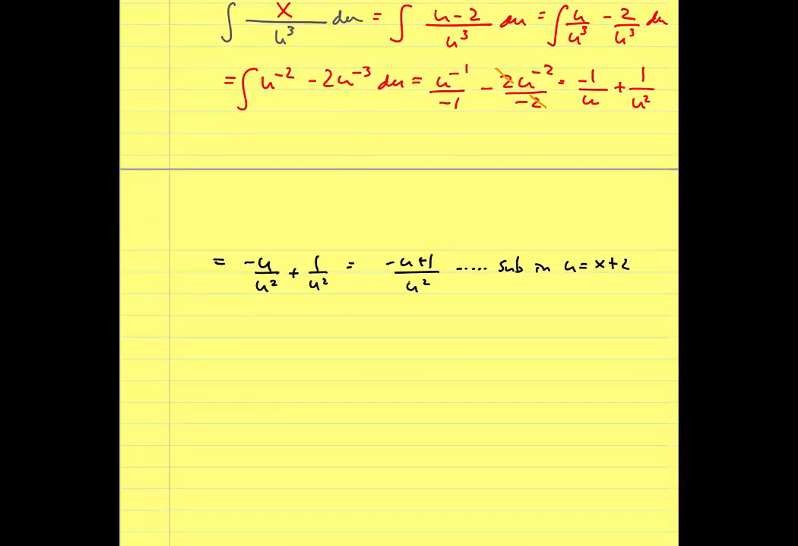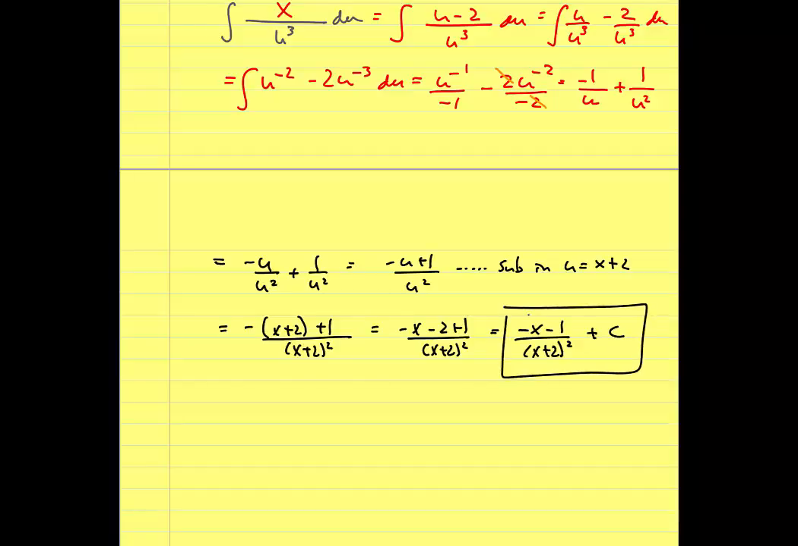Now when I do that, you can see that some things will cancel. So I have negative, I have to put parentheses up to make sure I subtract the entire value of u, which is x plus 2, all over u squared. But oh wait, we know what u is. It's x plus 2. Can't cancel these x plus 2's. So I have minus x minus 2 plus 1 all over x plus 2 quantity squared. So I have minus x minus 1 all over x plus 2 quantity squared plus c, don't forget your constant of integration, to represent an entire family of solutions for an indefinite integral.